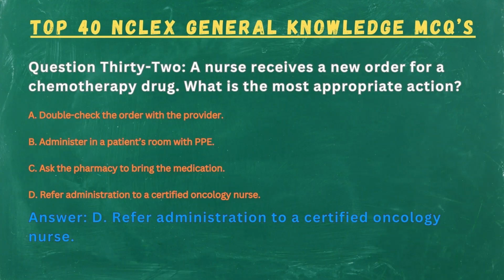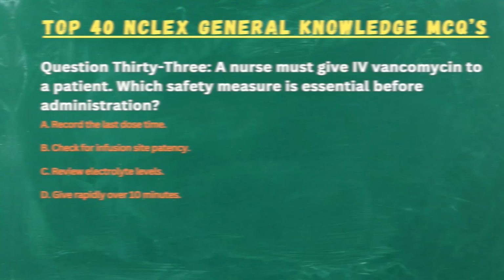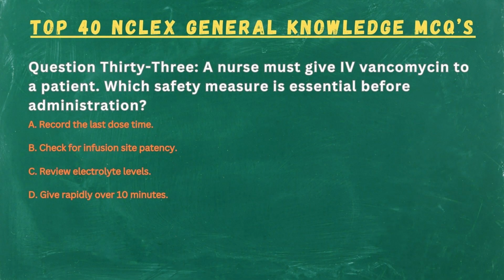Answer: D. Refer administration to a certified oncology nurse. Question 33. A nurse must give IV vancomycin to a patient. Which safety measure is essential before administration? A. Record the last dose time. B. Check for infusion site patency. C. Review electrolyte levels. D. Give rapidly over 10 minutes.